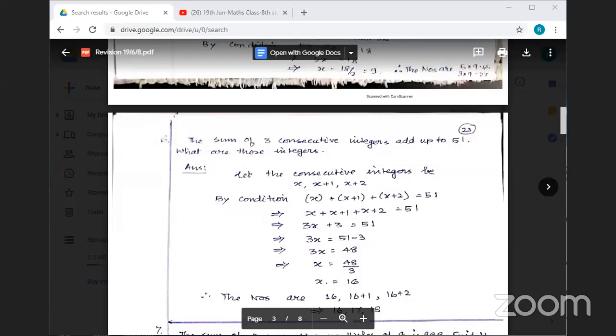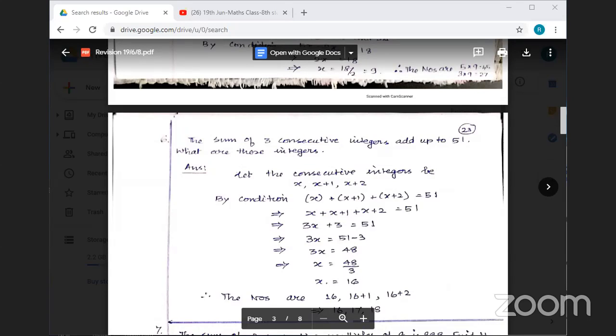Now, suppose one number is x. What is the next number? X plus 1. What is the third number? X plus 2. One number is x, the next number I have to add 1, therefore x plus 1. Next number again I add 1: x plus 1 plus 1 is equal to x plus 2. Are you getting? Yes, sir.